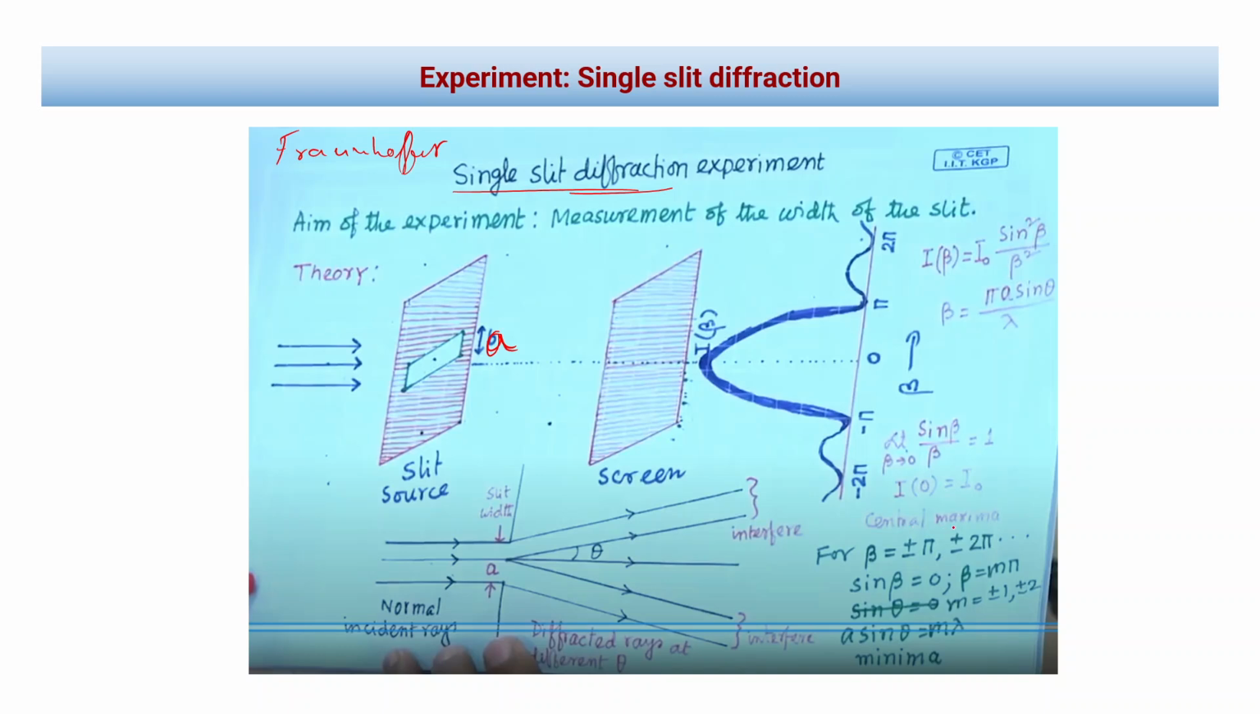Here we get a central maxima. For minima we have the condition a sine theta equal to m lambda, where m is plus minus 1, plus minus 2, and for the central maxima we get the maxima at the center, at the 0 position. For the other maxima we have a different kind of condition. So this is one part of the experiment.